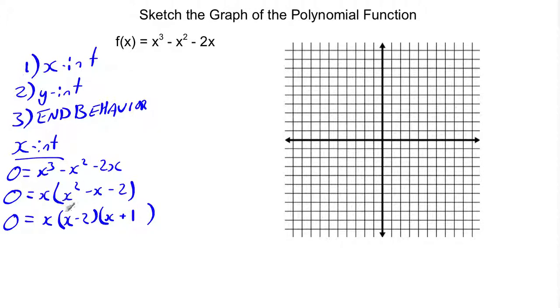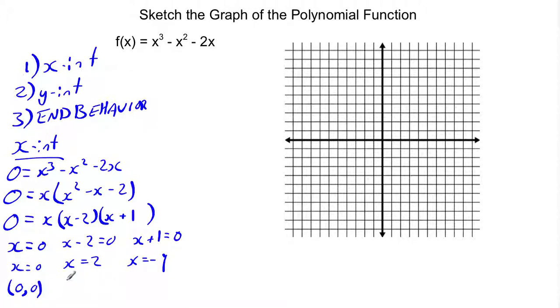Now this is key. I have three factors here. So I set all three factors equal to 0. x equals 0, x minus 2 is equal to 0, and x plus 1 is equal to 0. So that gives me that x is equal to 0, x is equal to 2, and x is equal to -1. The x-intercepts would be 0, 0, 2, 0, and -1, 0. So if I plot these points, they're all going to be relatively close to each other. Now let's find the y-intercept.